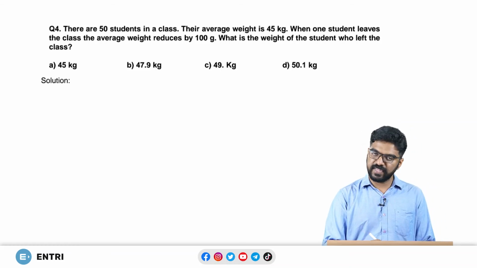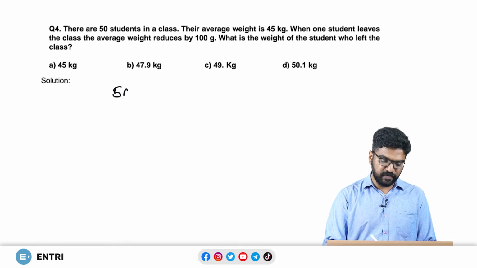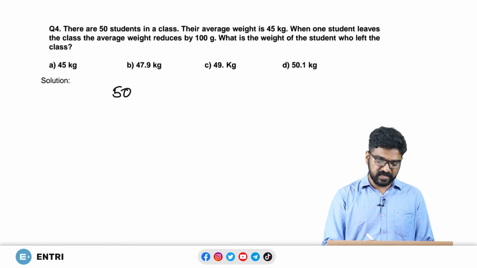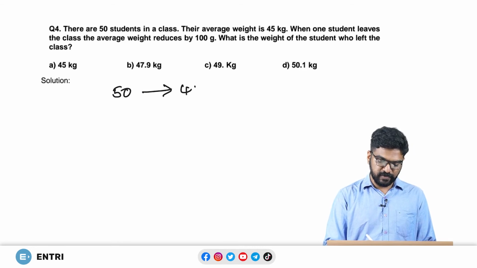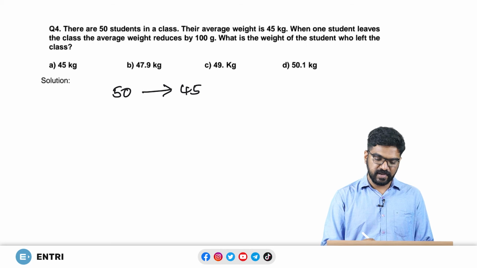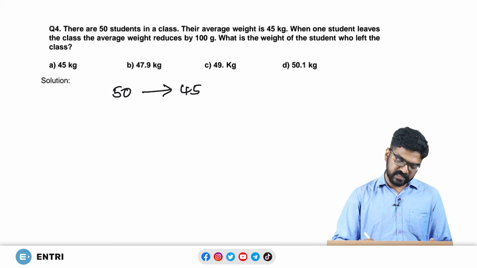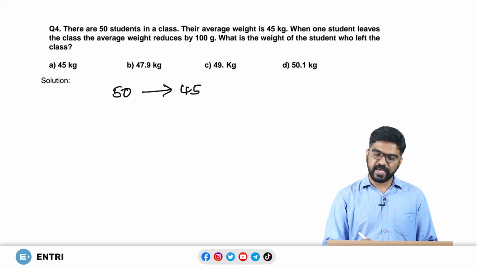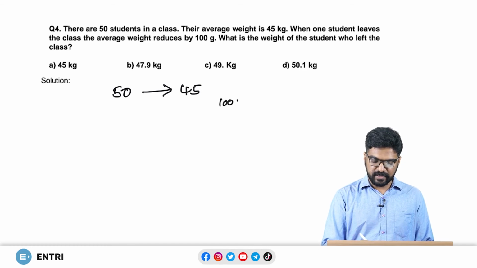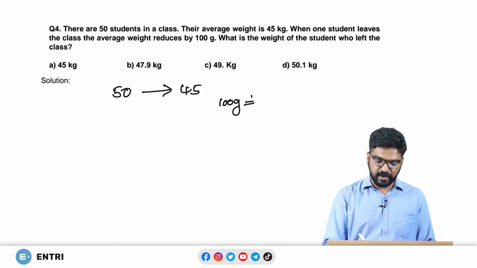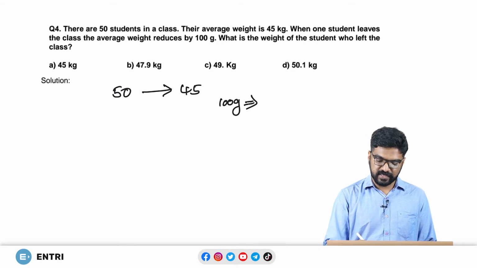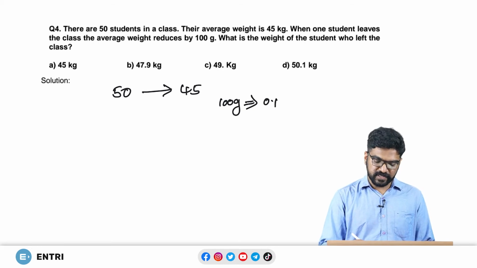What happened? There are 50 students in a class. So let's write 50. Their average weight is 45 kilogram. So 45 kilogram was their average weight. When one student leaves the class, the average weight reduces by 100 grams. So 100 grams is nothing but how many kilograms? It's 0.1 kilogram, right? So this is what happens.